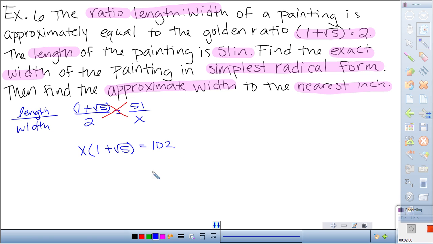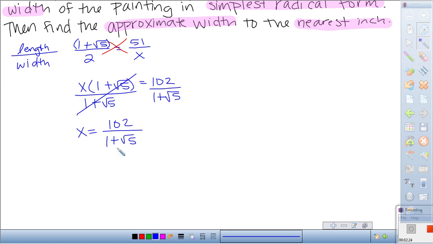And then to solve, we just need to get x alone. How do you get x alone? In this case, since it's x times 1 plus the square root of 5, all we have to do is divide by 1 plus the square root of 5 on both sides. So that these cancel, and we have x equals 102 divided by 1 plus the square root of 5. But can we leave our answer like this? Well, we have a radical in the denominator, that is not allowed.